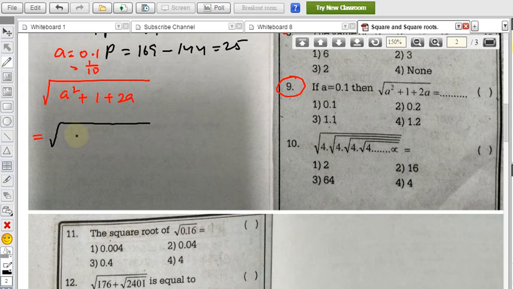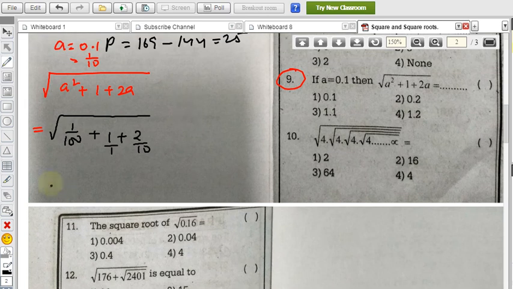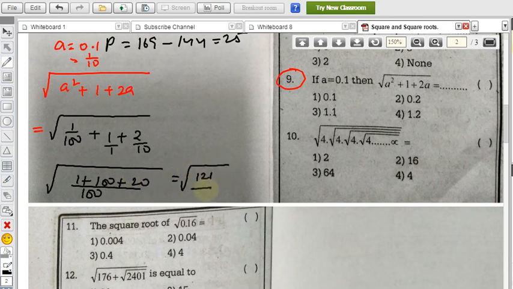Square root of a square, a is 1 by 10, right? a square means 1 by 10 whole square, that is 1 by 100. Plus 1 plus 2 into a, a is 1 by 10, so 2 by 10. So this is 1 by 1 we can write. Now just do the LCM, which is 100. 1 plus 100 plus 10 times 2 is 20. This is 121 by 100. Root 121 is 11, root 100 is 10. That is 1.1. Just simplify.